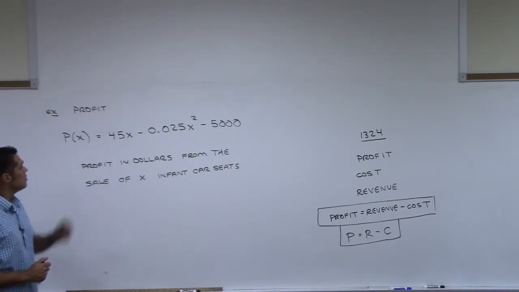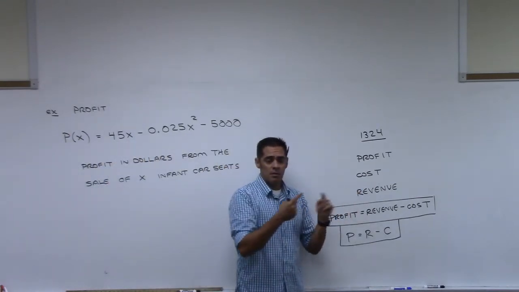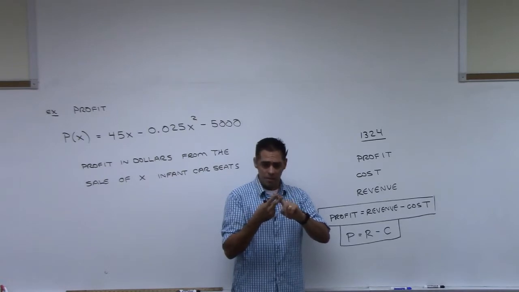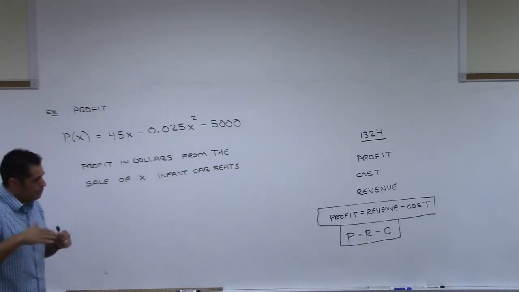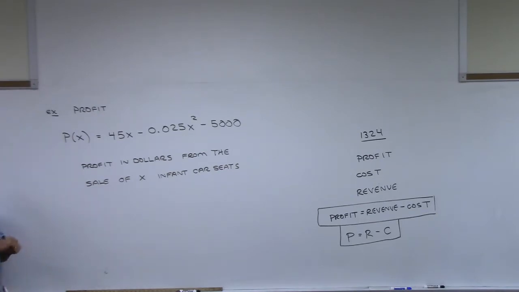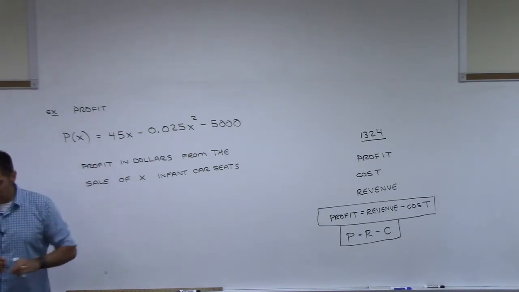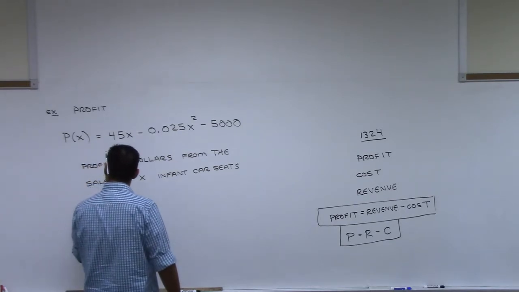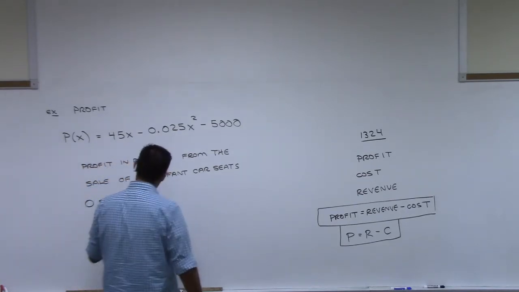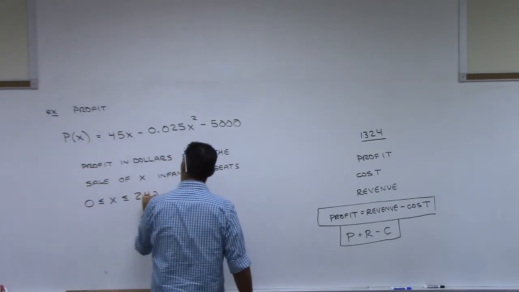So this profit is already taking into account cost and revenue. Y'all understand that? This is the overall money that we are going to put in our pockets, right? After we pay our employees, everything, right? So this profit function is this. Now, we do have some restrictions. The restrictions are that x must be between 0 and 2,400.